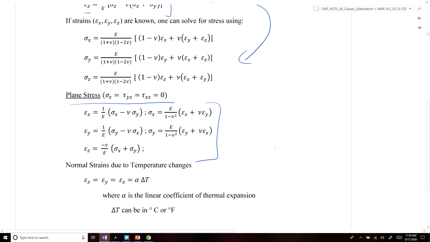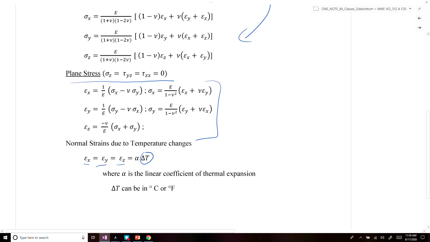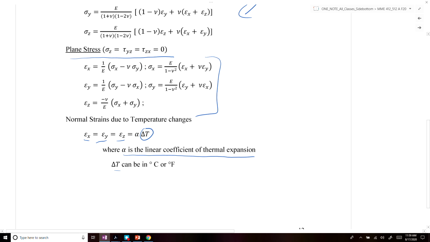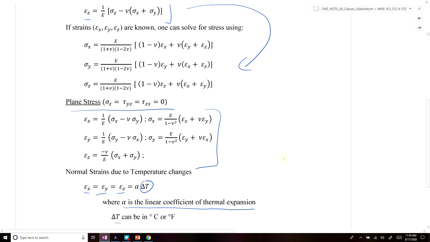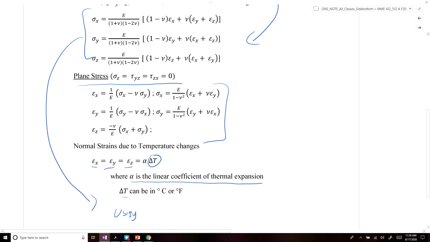And then the last thing is that if you have a change in temperature, that can cause normal strain within a material. That normal strain is going to be proportional to the linear coefficient of thermal expansion and also the change in temperature. And then using these formulas here, you can calculate sigma x, sigma y, and sigma z.